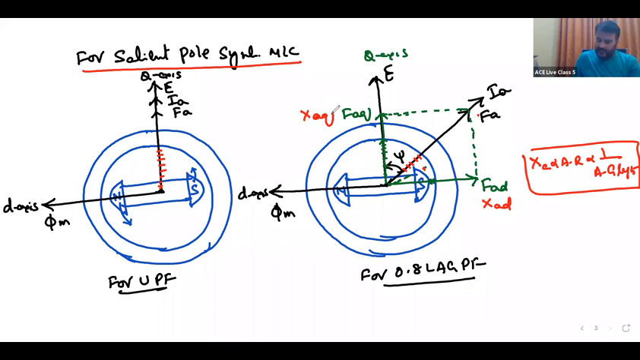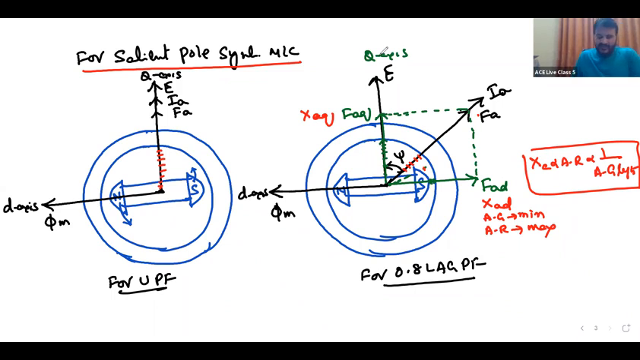Now can you tell me the air gap length along the direct axis? When the air gap is minimum along the D axis, what is the armature reaction? The air gap is minimum, therefore the armature reaction is maximum along the D axis. Then XAD will be greater than XAQ. Yes, armature reaction is maximum.